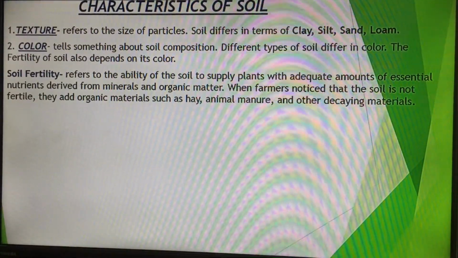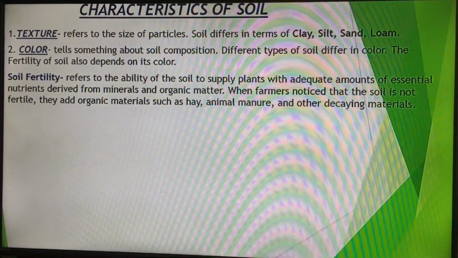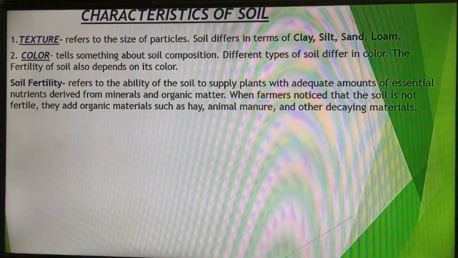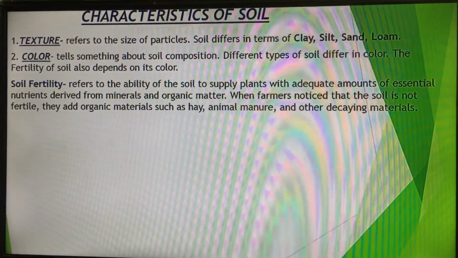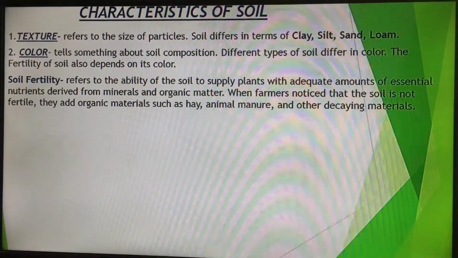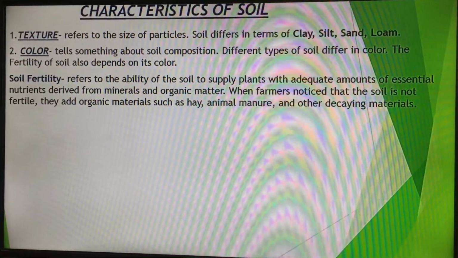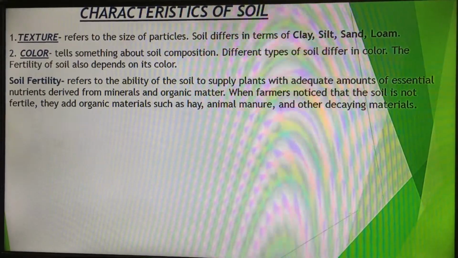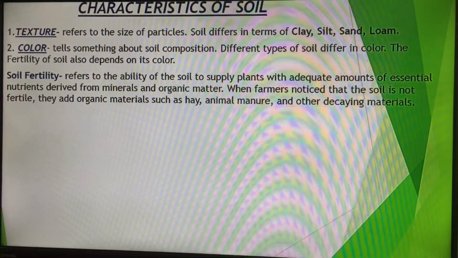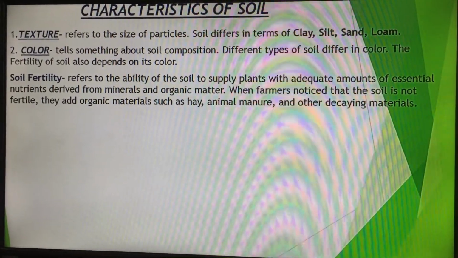Soil fertility refers to the ability of the soil to supply plants with adequate amounts of essential nutrients derived from minerals and organic matter. When farmers notice that the soil is not fertile, they add organic materials such as hay, animal manure, and other decaying materials. So soil fertility means the soil has a lot of nutrients inside.